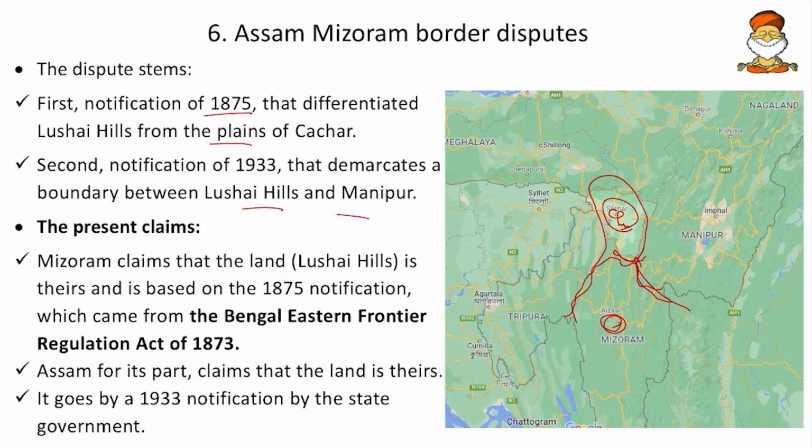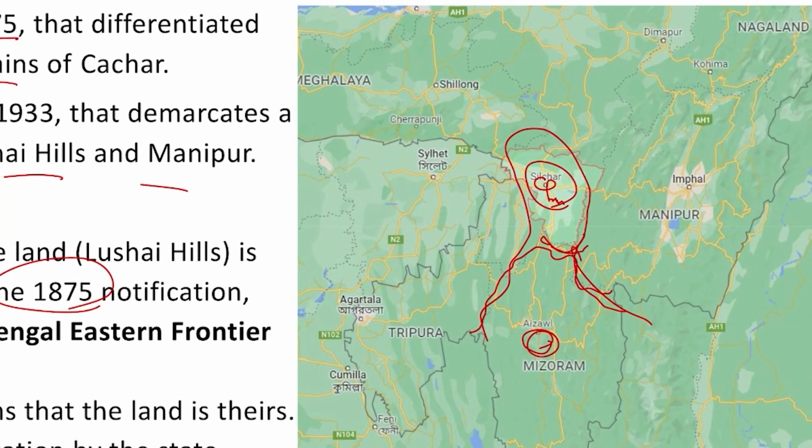Say for example, Mizoram claims that the land, that Kachar plain and others, belong to them as per the 1875 notification and the Bengal Eastern Frontier Regulation Act. And Assam on its part says that no, it belongs to us, and that is as per the 1933 notification. So here, whatever it might be, for us the prelims perspective is that the Lushai Hills is in Mizoram and the Kachar plains is in Assam. So the border goes here and they are fighting for this region, the border between the Kachar plains and the Lushai Hills. So Mizos say the Kachar plains should come to Mizoram.